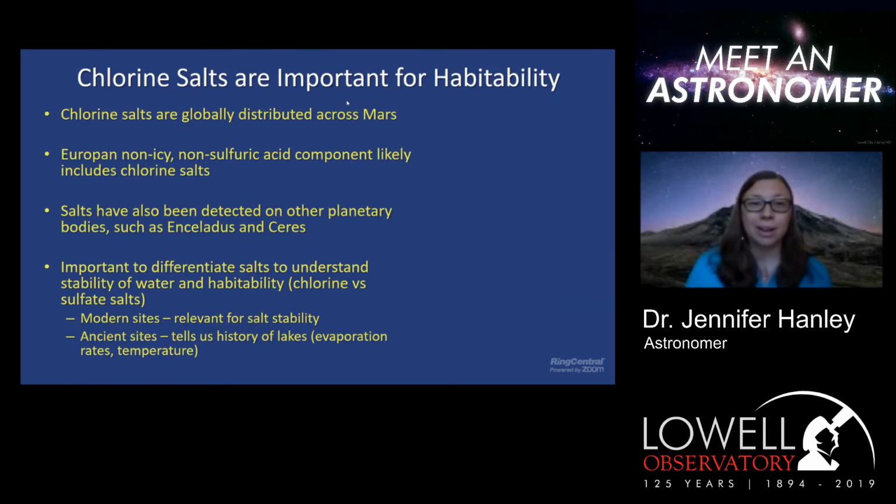The big take-home point that I want to get across is that it's really important to differentiate the type of salts that are present so that we can understand the stability of water and its habitability. So for modern sites, this would mean, specifically if the salt is there, what does it mean for the water stability at present? But it can also tell something about the history. So of the lake, what kind of salts were in the lake? Was that lake potentially habitable to life, even if it might not be today?